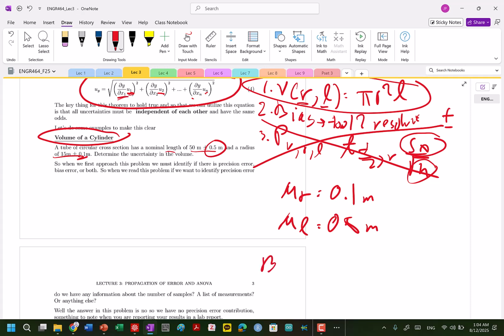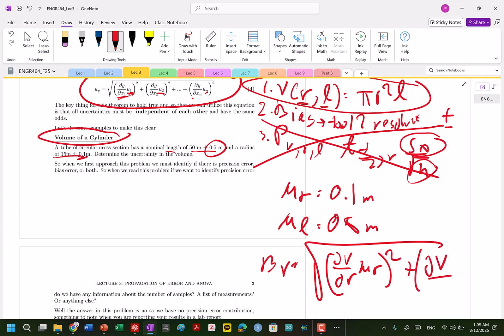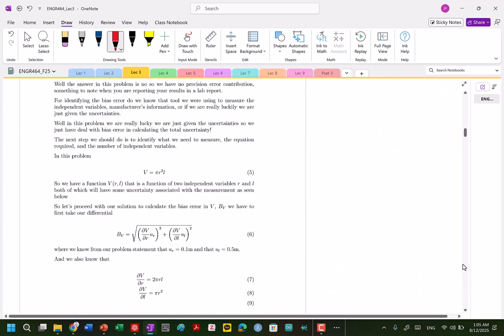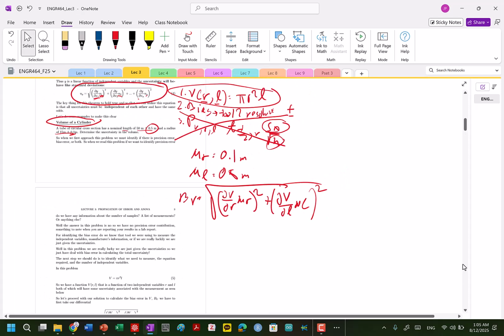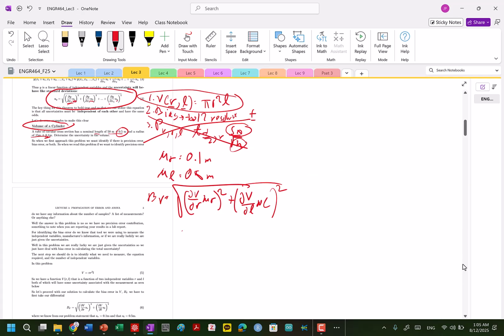So if I want the bias here in volume, it's going to be equal to the square root of the partial derivative of volume with respect to r, uncertainty in r squared, plus partial derivative of v with respect to L, uncertainty in L squared. The units here, if I do that differentiation quickly, 2 pi RL times a meter, so meter cubed squared. Here, dVdL is just pi r squared times another meter, so meter cubed.